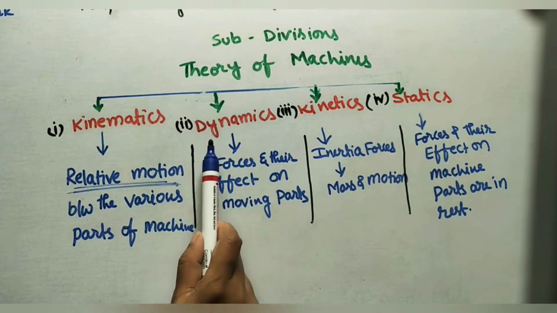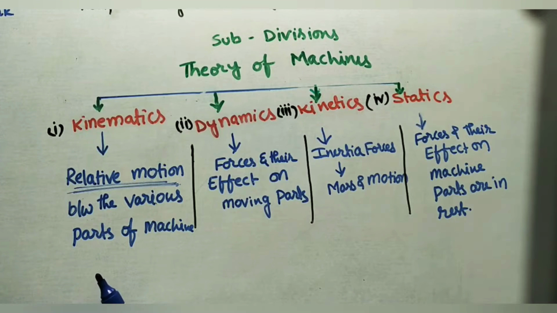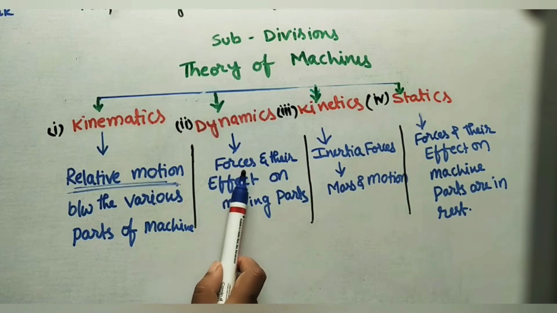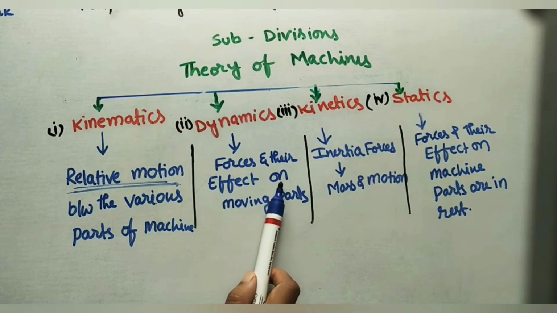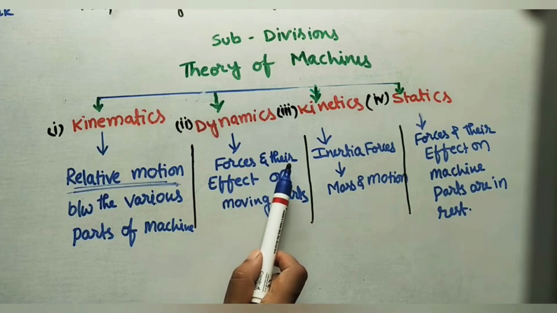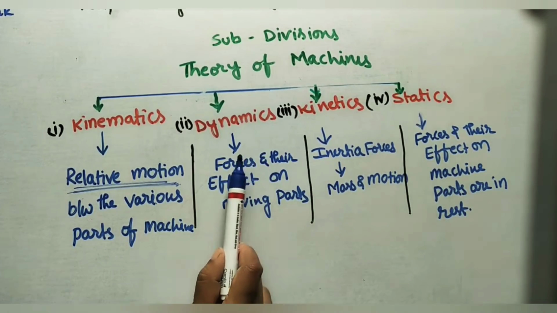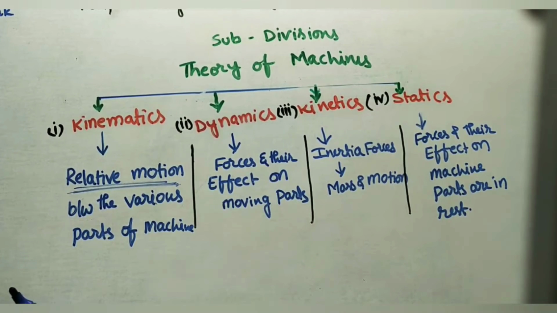Take the next one, dynamics. It is a branch of theory of machines. It studies the forces and their effects acting on the moving parts in a machine. It studies only the forces and their effect, the force effect. It is not studying the relative motion, and it is not studying the velocity. It is studying the forces. That is called dynamics.